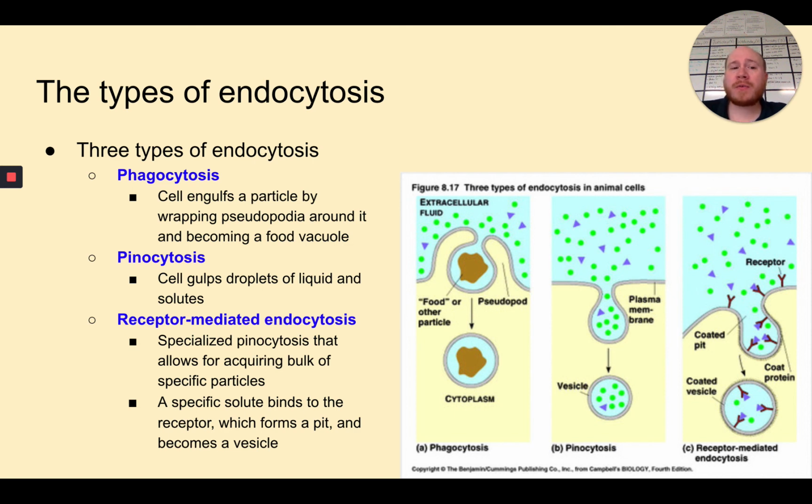And the final is receptor-mediated endocytosis. It's a specialized pinocytosis that allows for acquiring bulk of special particulates or particles. A specific solute binds to the receptor, which forms a pit in the cell membrane and then becomes a vesicle, grabbing whatever it is that set the receptor off and allowed for the chemical to be pulled in. So just be aware that there are 3 types of endocytosis.